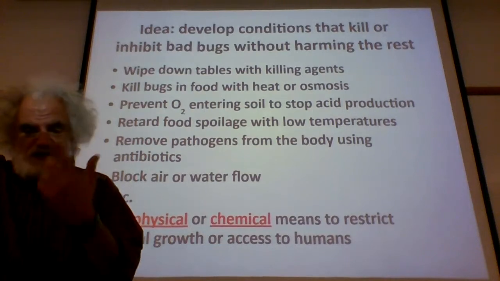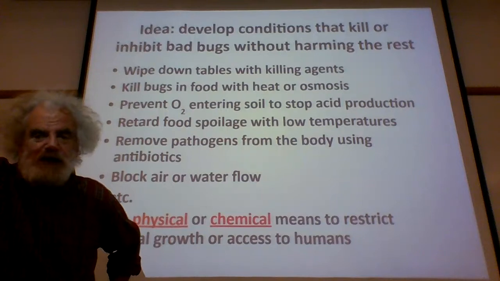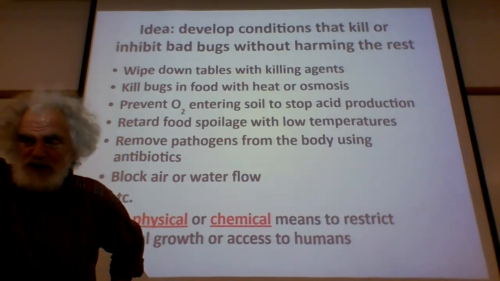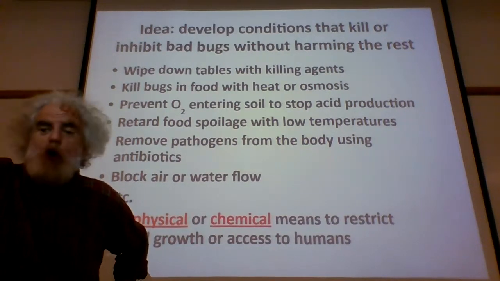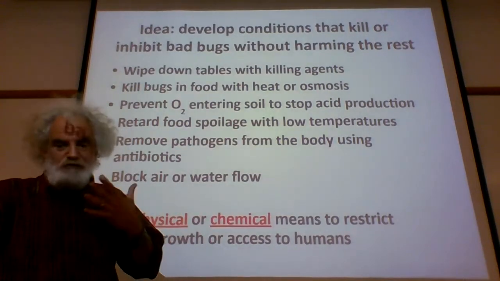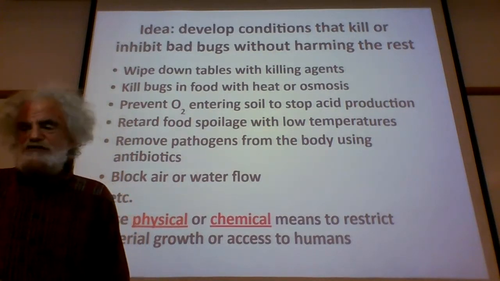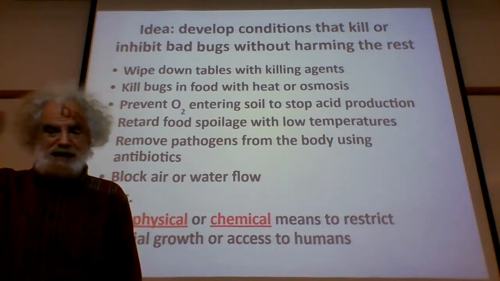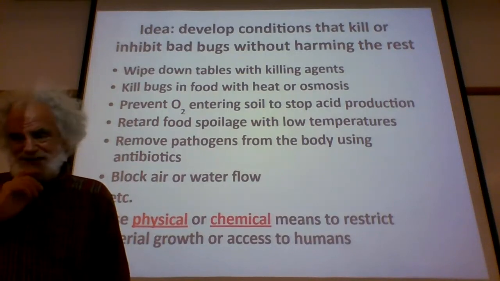So just as a little list here, if I were to ask you what are some of the things that we do for general bacterial cleanliness? You wipe down tables, you kill bacteria in the food with heat or with osmosis, adding lots of salt, or removing the water, drying things. That works pretty well. You can block oxygen from entering the soil, and that can stop the acid production of the bacteria that are there. They will slow up their growth and not dump acid.